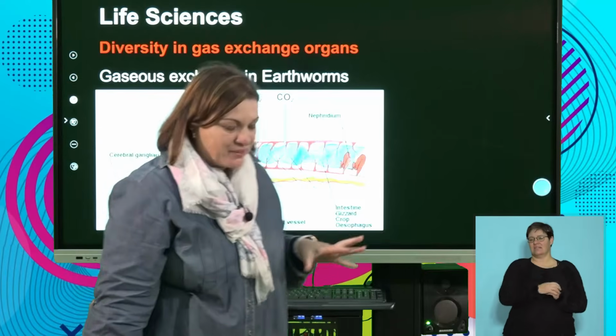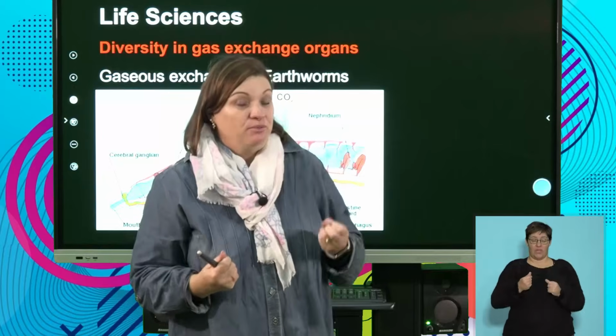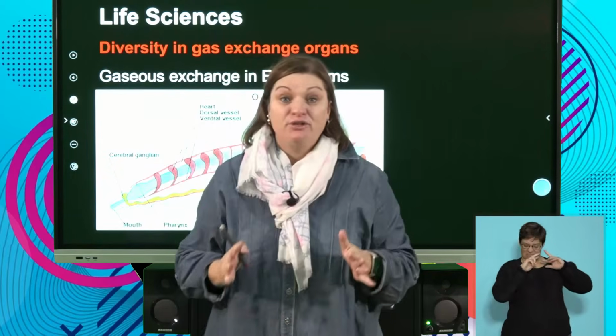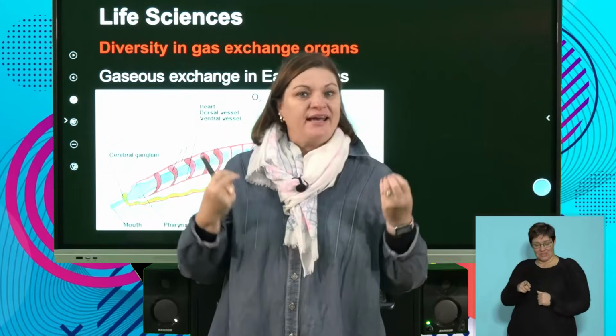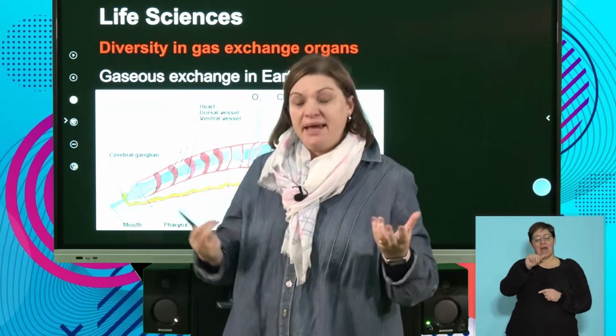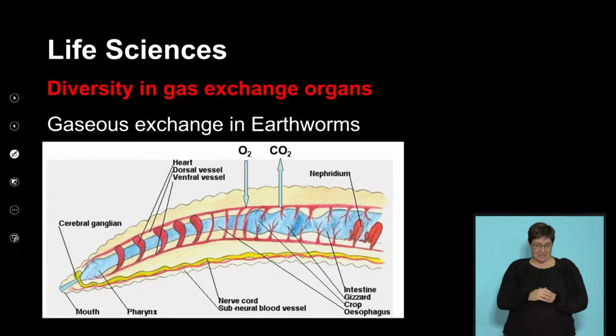The earthworm. Now, you didn't study the earthworm in detail, but you did look at it when you looked at animal diversity. And the earthworm is an annelid. It was a segmented worm. Now, if we think of an earthworm, it is nice and moist.